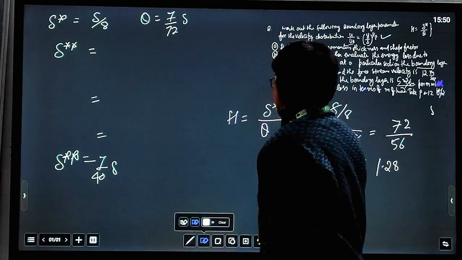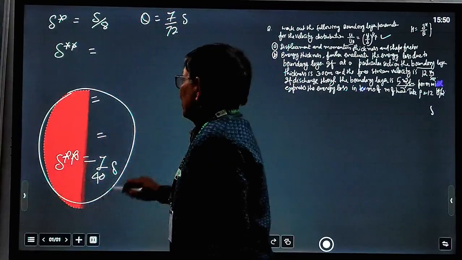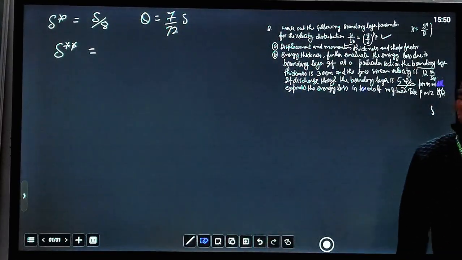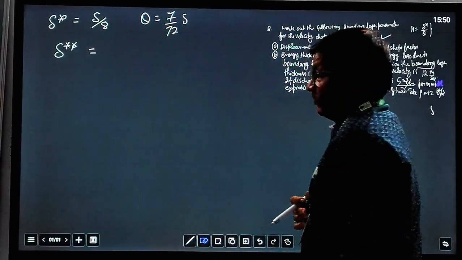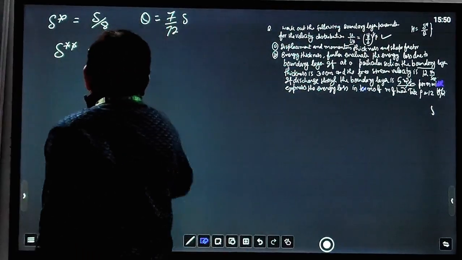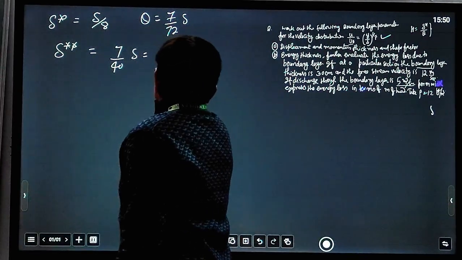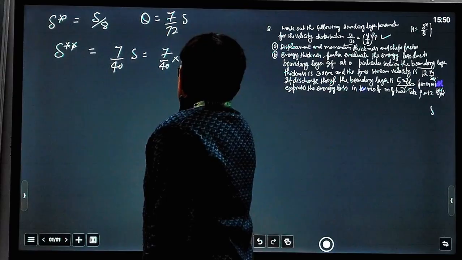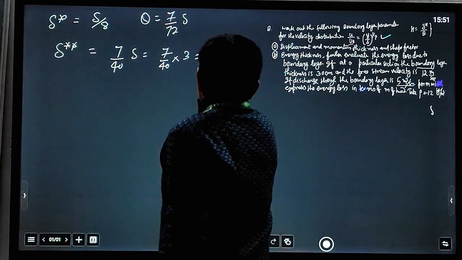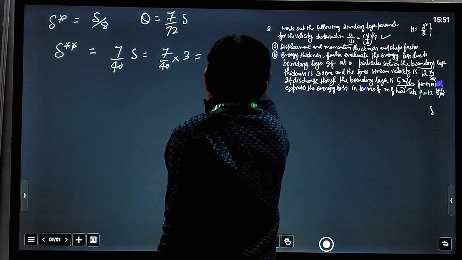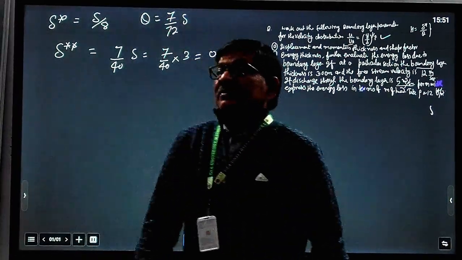So how do we calculate the energy loss due to boundary layer? In this question, the value given at a particular section is a boundary layer thickness of 3 centimeters. So what will be the energy thickness? The energy thickness equals 7 by 40 del, that is 7 by 40 into 3 centimeters, equal to 21 by 40, that is 0.525 centimeter. That is the energy thickness. So what is the energy loss due to this thickness?